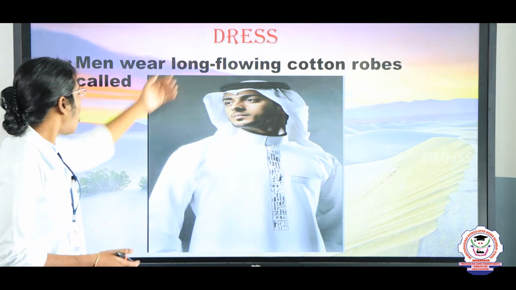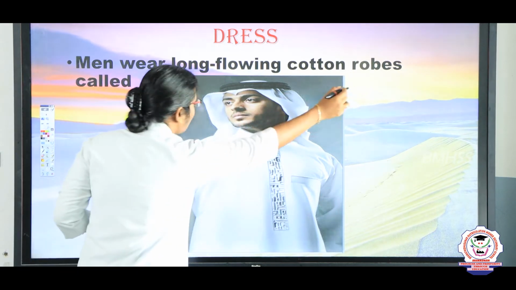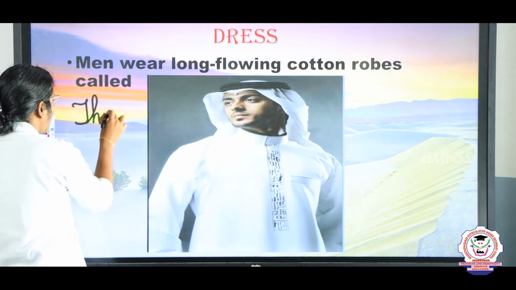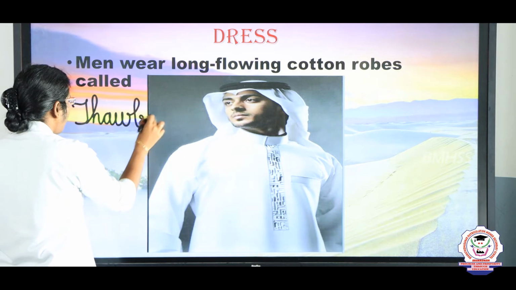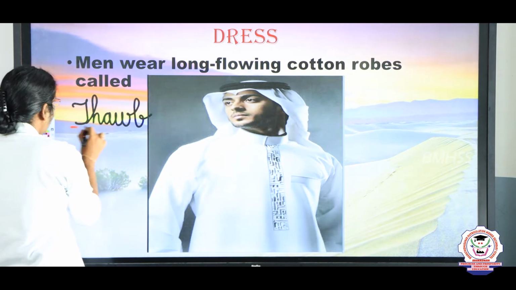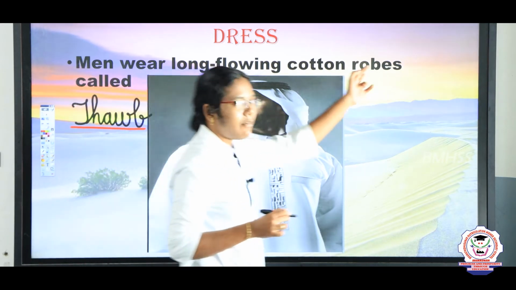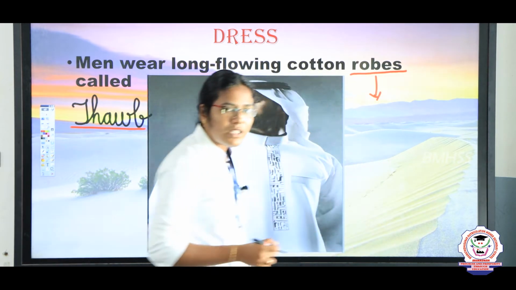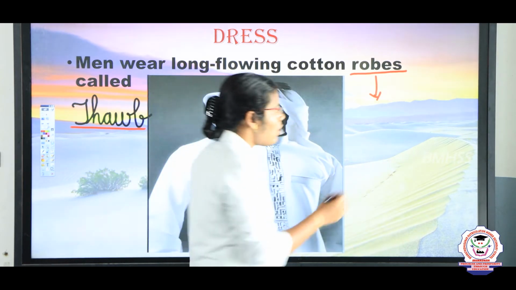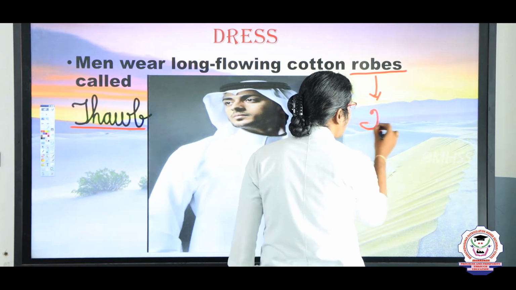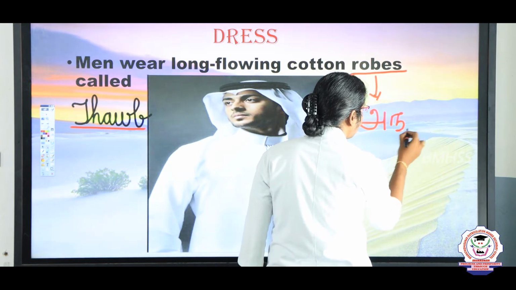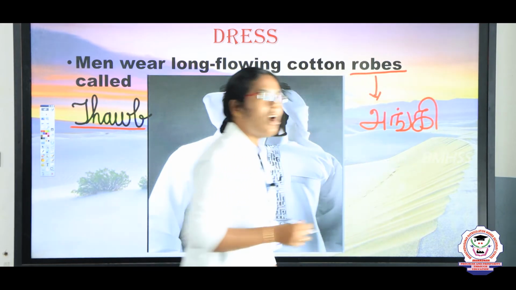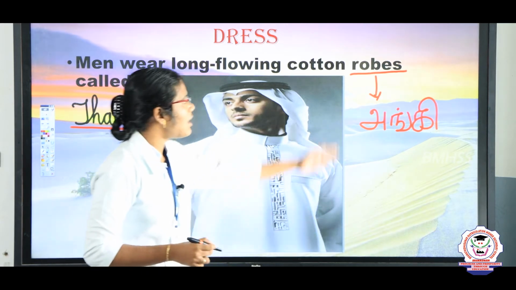Men wear a long flowing cotton robe, which is said to be a thawb, T-H-A-W-B. Here you have a new word, robe. What does robe mean? In Tamil we can say it as angi, which means a long loose gown. That is the robe.